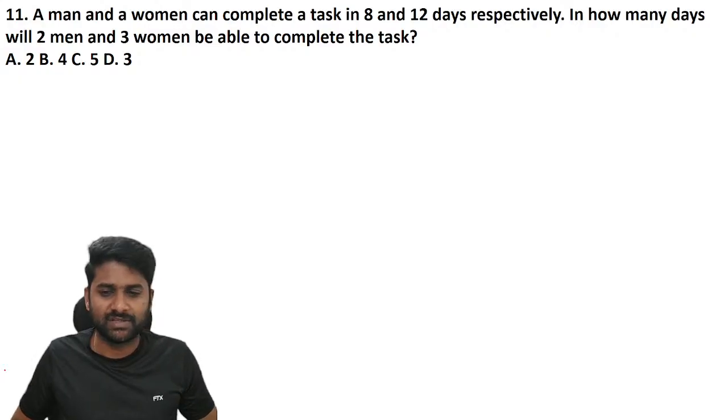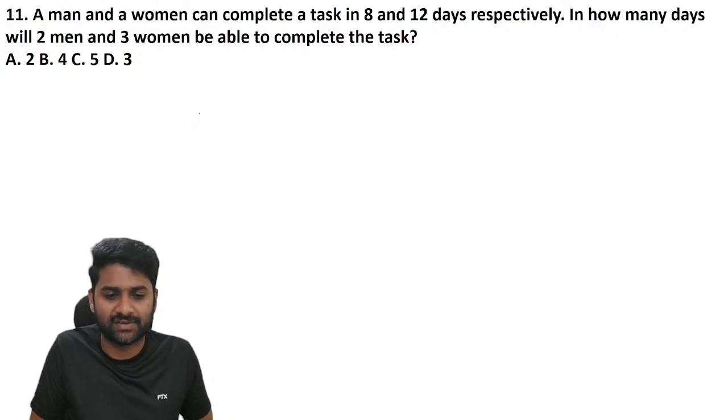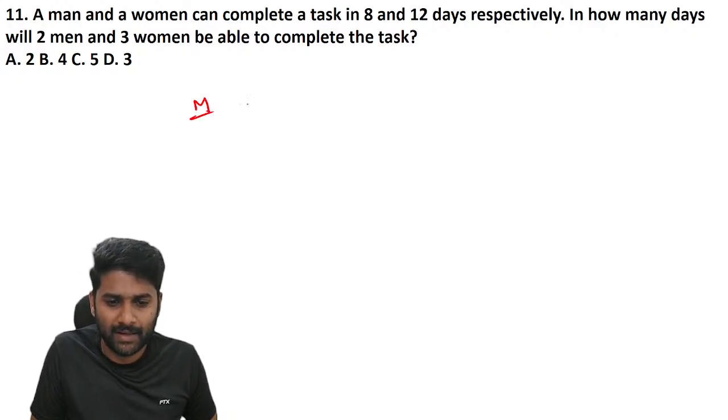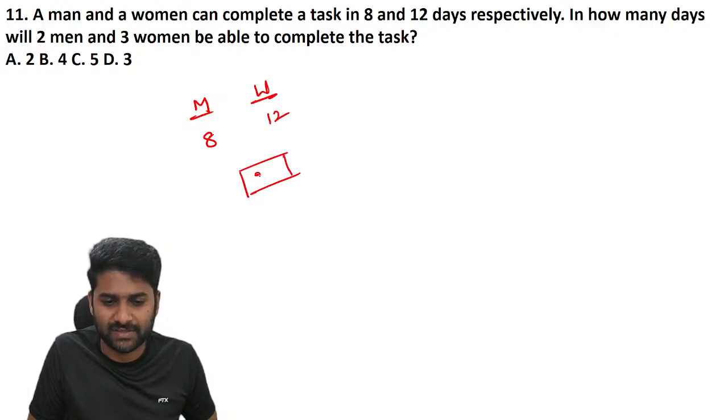Next, try to answer this question. A man and woman can complete the task in 8 and 12 days. Let's find the efficiency. Total work is 24 units. A man's efficiency is 3 units per day. A woman's efficiency is 2 units per day.